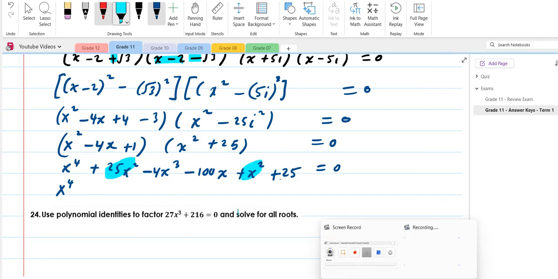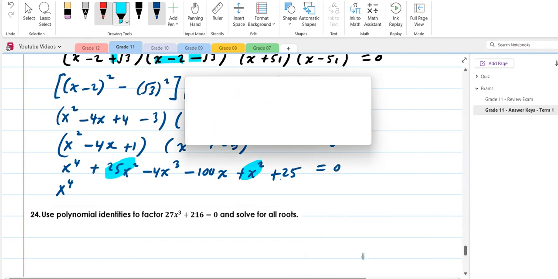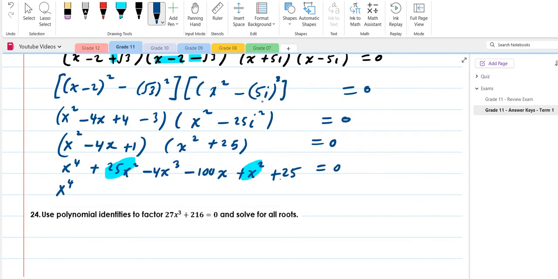So let's write it out. X to the power 4 minus 4x cubed plus 26x squared minus 100x plus 25 is equal to 0. And you know, x to the power 4 function must have like 5 terms. That's here.